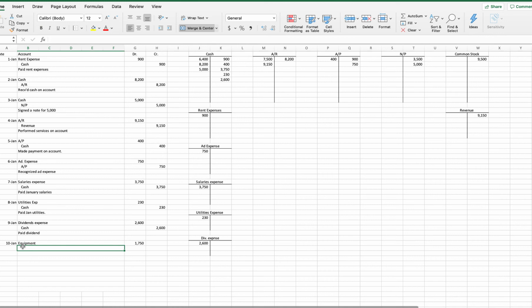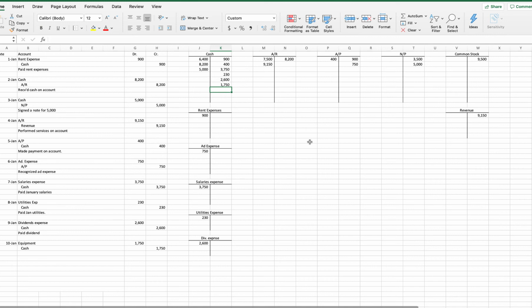What am I giving for this? Right? Well, I'm using cash. I'm using an asset to buy an asset. So I'm increasing one asset, decreasing another asset. So I'm going to decrease cash. And I decrease it with a credit. Okay? I'm going to go ahead and post my cash transaction to the T account, $1,750, excuse me.